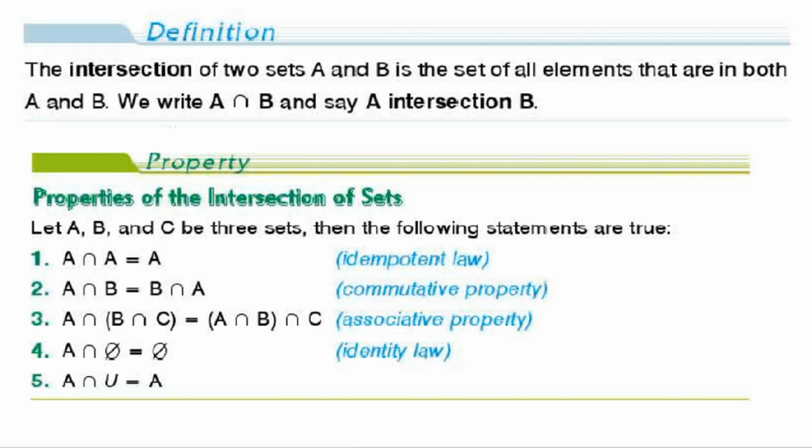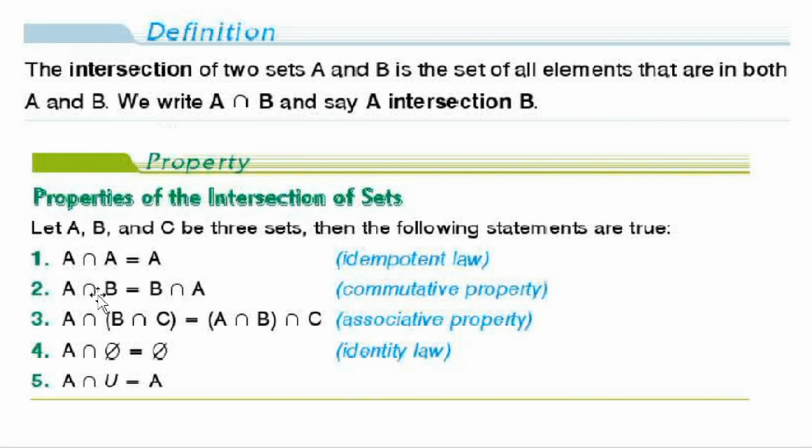Now let's move on to the definition of intersection. The intersection of two sets A and B is the set of all elements that are in both A and B, meaning the elements common to the two sets. We write A intersection B. The inverted U is the symbol for intersection. So we write A intersection B.